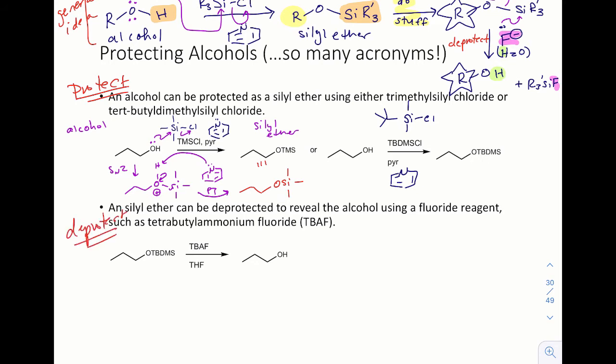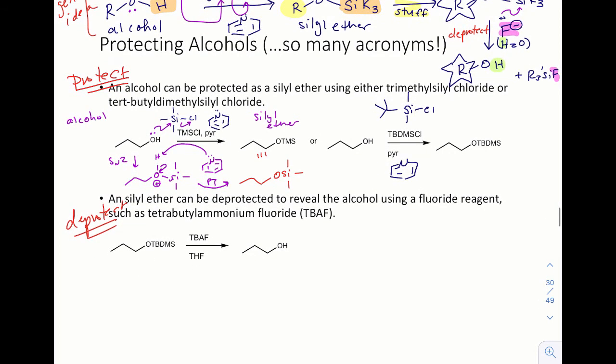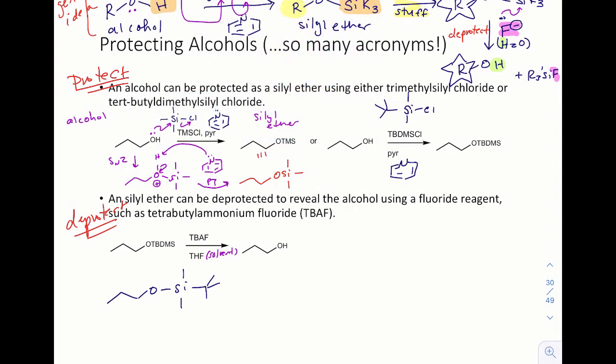Deprotection, again, as we said at the beginning, utilizes fluoride. Fluoride makes an even stronger bond to silicon than oxygen does. So we'll draw out the TBDMS ether. This works with TMS as well. THF, that's the solvent. We've talked about THF as a solvent. And then TBAF is tetrabutylammonium fluoride. It's a specific salt of fluoride.